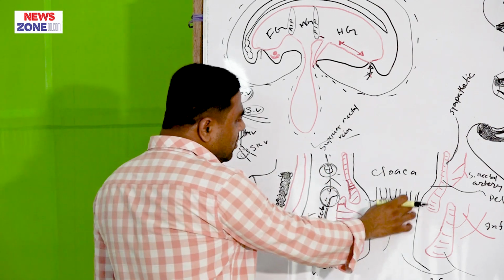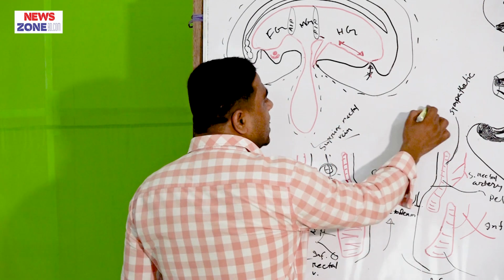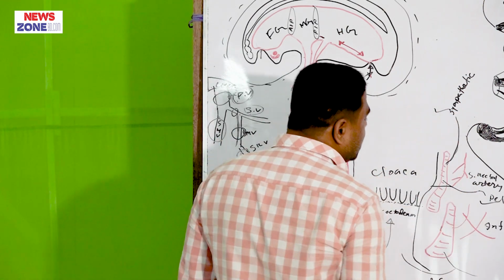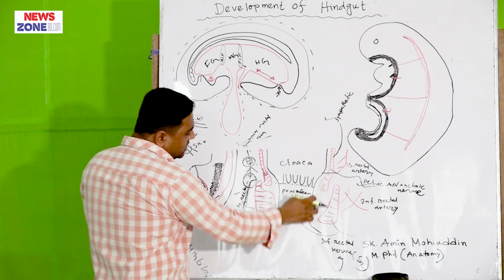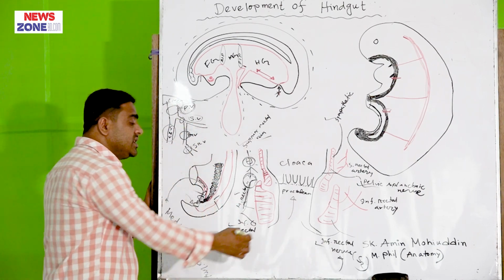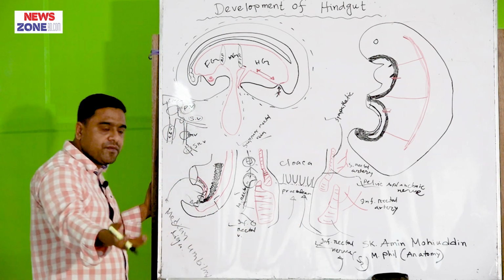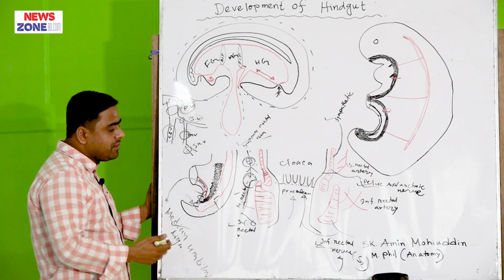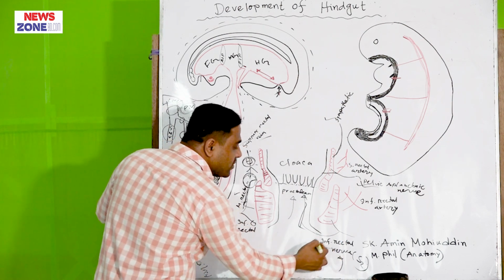The upper 2/3 of the anal canal is supplied by the visceral nerves, the sympathetic and the parasympathetic nerves, and the parasympathetic is the pelvic splanchnic nerve. The lower 1/3 of the anal canal is supplied by the inferior rectal nerve, and it is a cutaneous nerve, because the lower 1/3 of the anal canal is derived from the ectodermal proctodeum, so it is supplied by the cutaneous nerve, called the inferior rectal nerve.